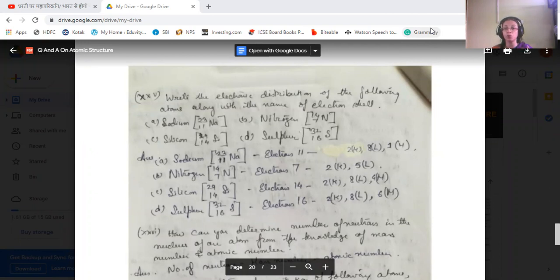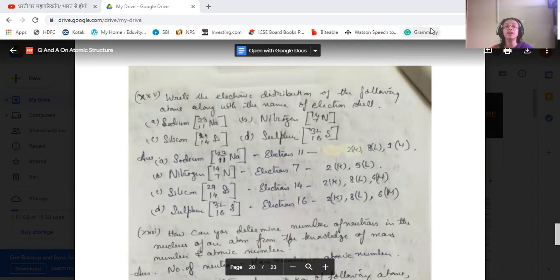First is sodium, which has a mass number of 23 and 11 as the atomic number, and the symbol is Na. So the number of electrons will be 11, and it will be divided in this way. In the first shell, that is K shell, there will be 2 electrons, 8 in the L shell, and the M shell will contain only 1. So 2 plus 8, that's 10, and the last one, that is 1. That means 11. So altogether, 11 electrons are present in sodium.